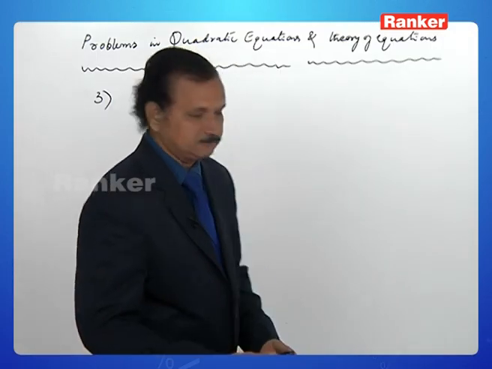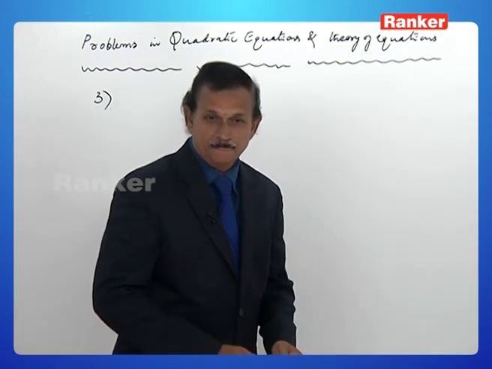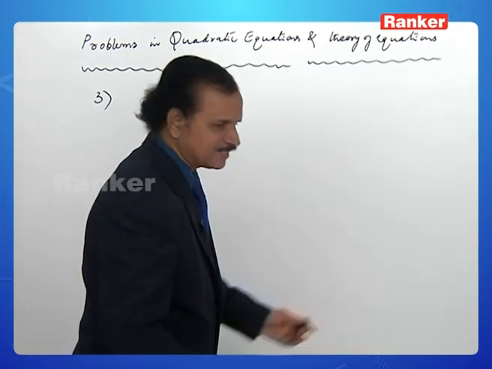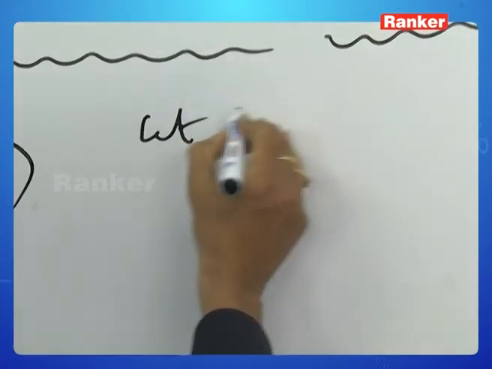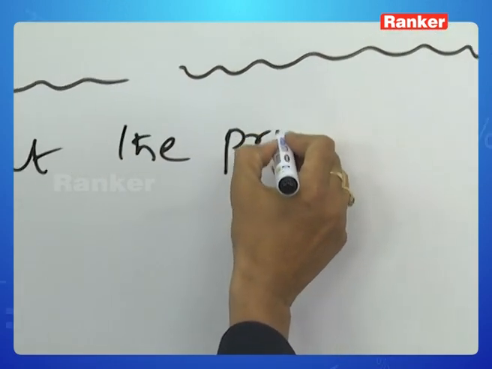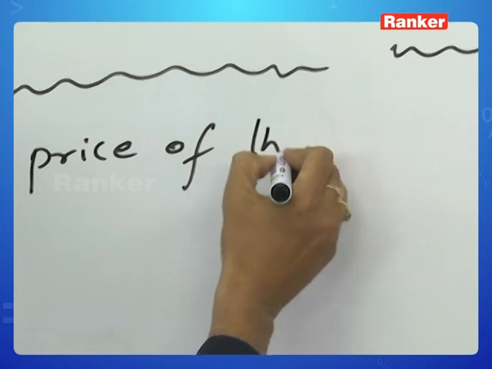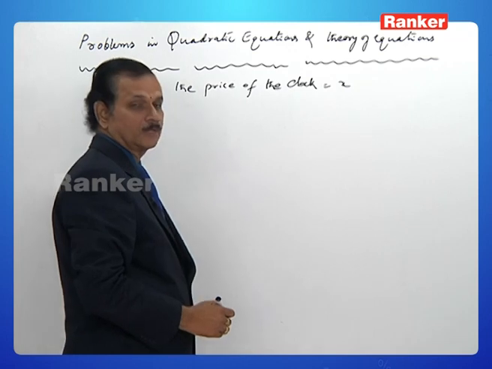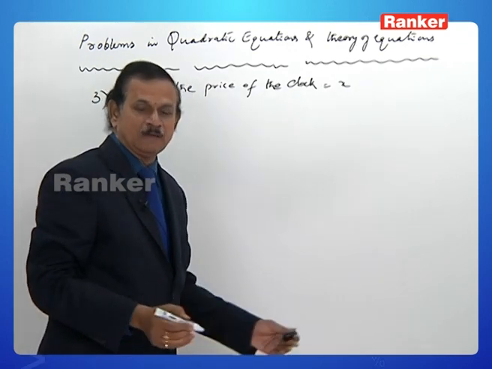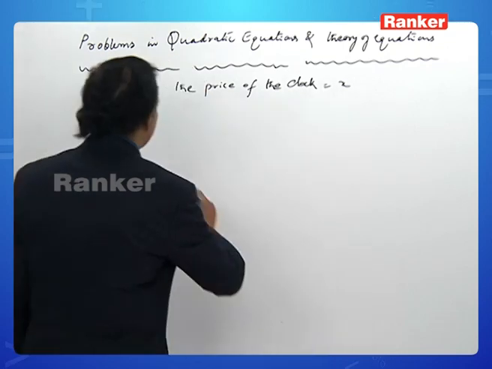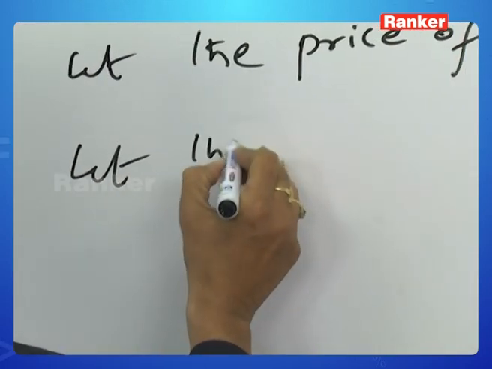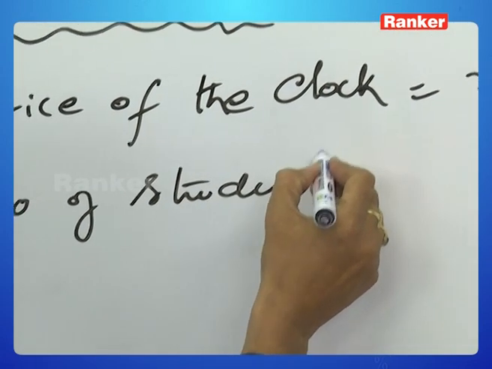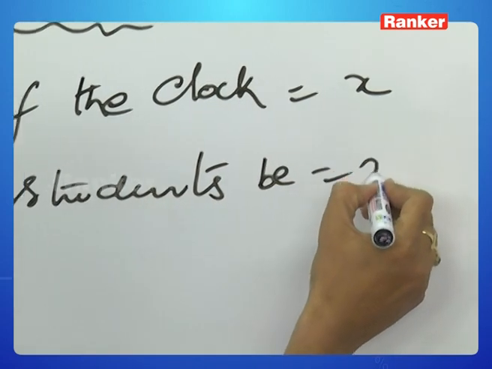Let us face the question. What is the main question here? The price of the alarm clock is, let me suppose it to be some x. Let the price of the clock is equal to x. One more unknown is here. What is the number of students? We do not know. Let me assume. Let the number of students be n.